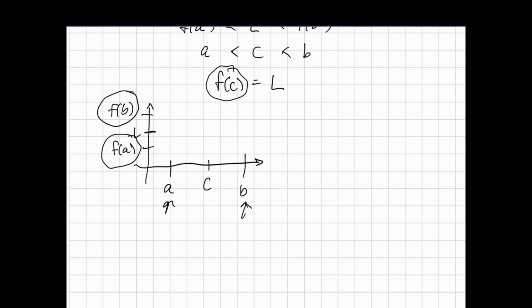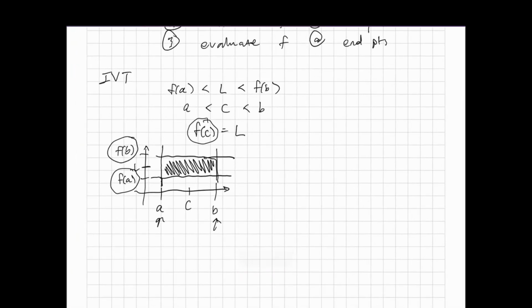So visually it looks like this, where this is f of a and this is f of b. So one easy way to think of it is that our value for c is actually bounded between this. So here inside this box exists our value L. That's what the Intermediate Value Theorem tells us.